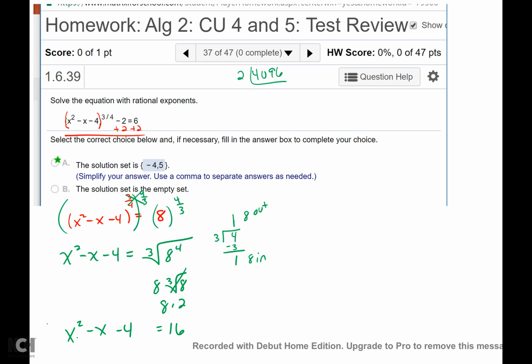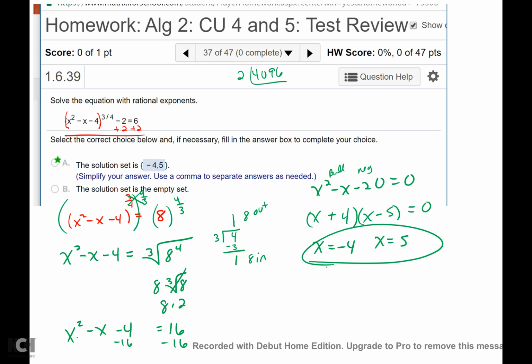So now it's quadratic. I've got to get 0 on one side. Minus 16 minus 16, that gives me x squared minus x minus 20 equals 0. This should be an easy factor. X times x is x squared. Factors of 20 that make 1 would be 4 and 5. Since c is negative, only the bigger one gets the negative, 4 doesn't. Solve it, which gives me x equals negative 4 and x equals 5.